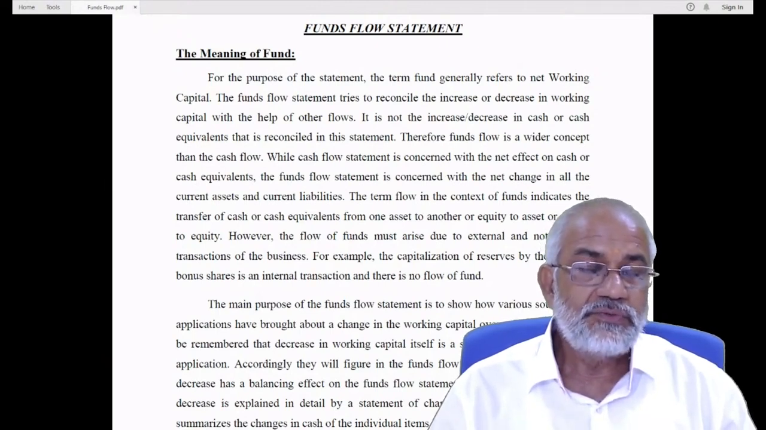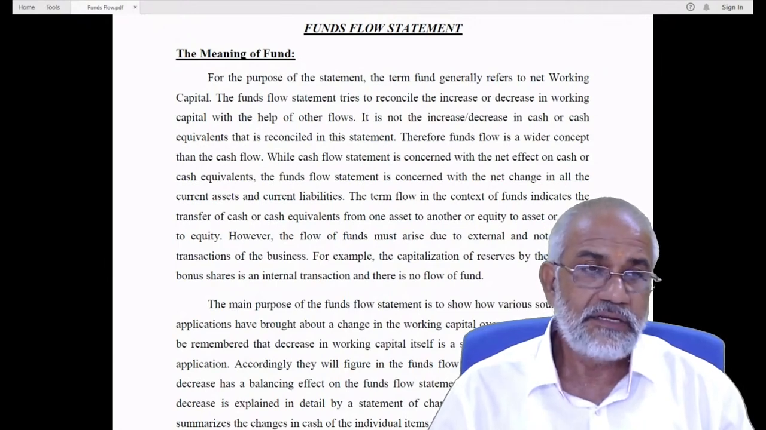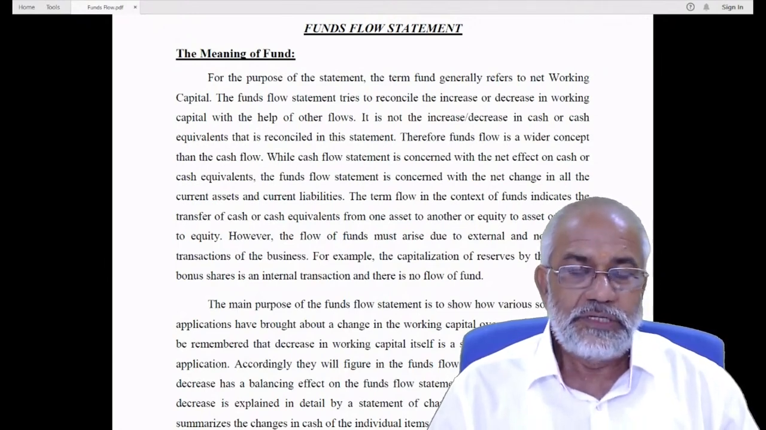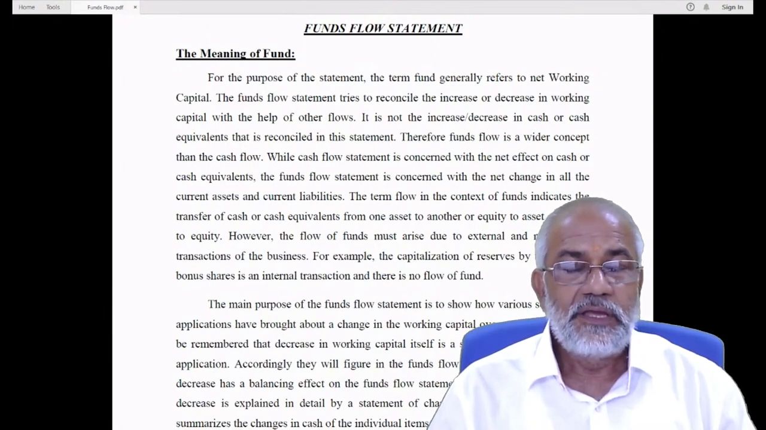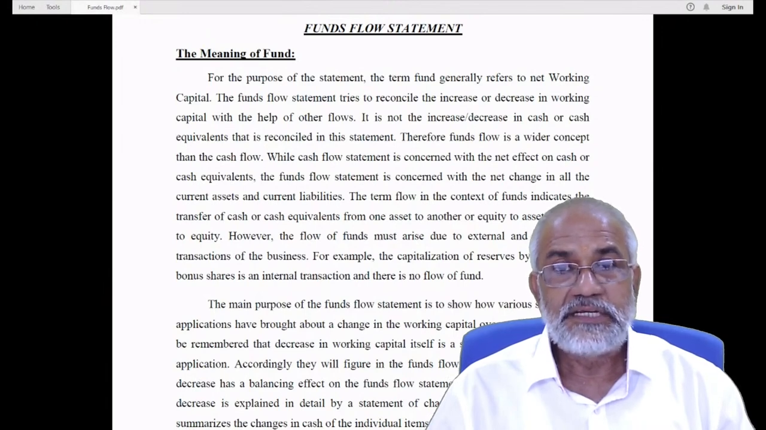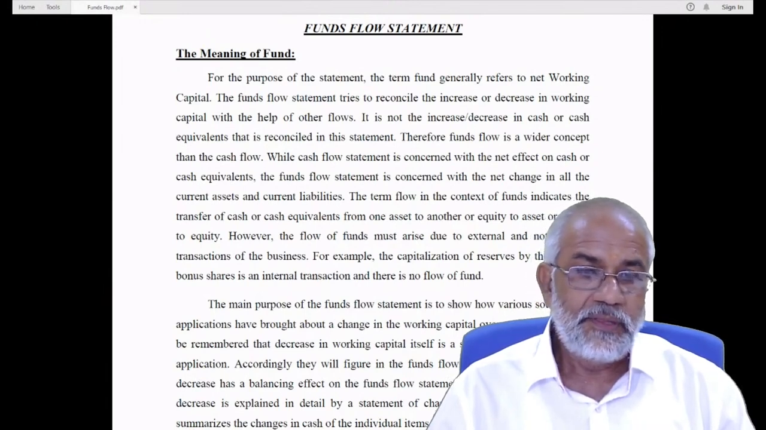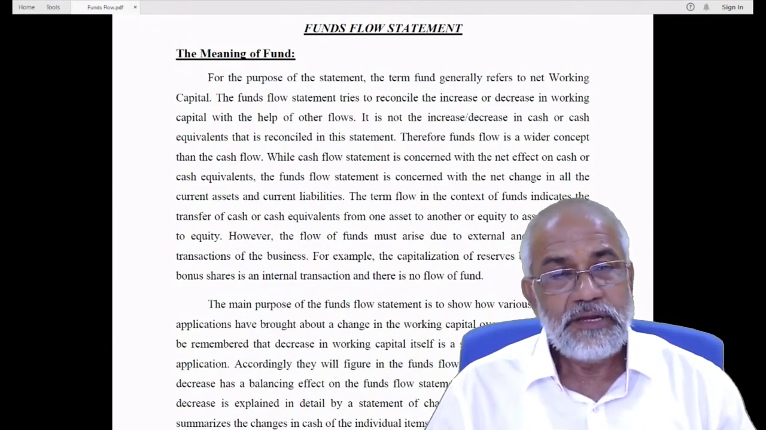So, in the last class, we had a discussion about financial statement analysis, and in that connection, we discussed horizontal analysis and vertical analysis. Under horizontal analysis, which is otherwise known as the dynamic analysis, we discussed comparative statement analysis and trend analysis. There are two other tools which come under this horizontal analysis.